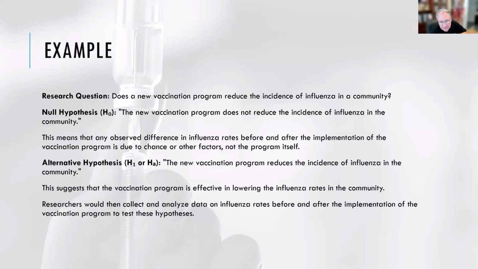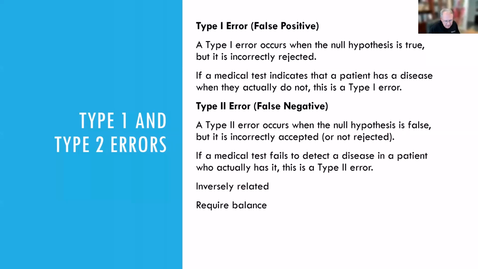The alternative hypothesis is that the vaccination program does reduce the incidence of influenza. This suggests that the program is effective in lowering influenza rates in the community. So that would be an example of how a research question and a hypothesis are used in a research study. Now, because we're not dealing with certainty, we're dealing with probability, there's always a chance that we're wrong, okay? So that's where what's called a type 1 and a type 2 error come into play.